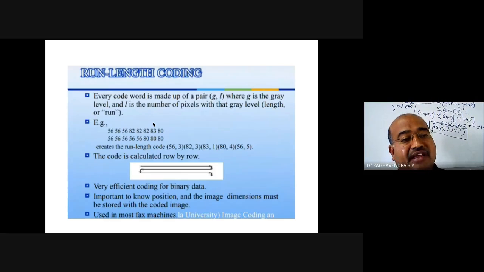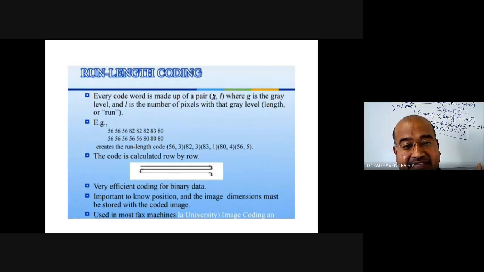Now we shall discuss run length coding. So what is run length coding? Observe carefully. Every code word is made up of a pair, meaning two values. The first is called G and the second is called L. G is the gray level. L is the number of pixels with that gray level.